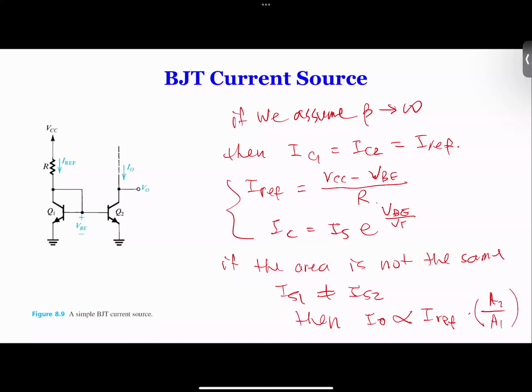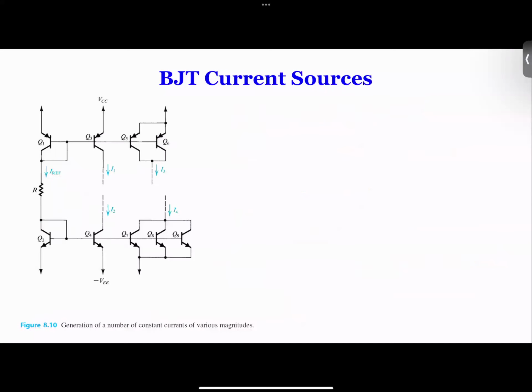Because transistors are typically built based on the junction area. The larger the junction, the more current. So if they have the same area, you get the same current. But if the second one is larger than the first one, you get more current. So BJT current mirrors are very much similar to the MOSFET, except that beta is not really infinity. But most of the time we can assume beta is infinity to simplify our circuit analysis. For BJTs, we can do the similar thing as what we did for the MOSFET. We can put a lot of them together.